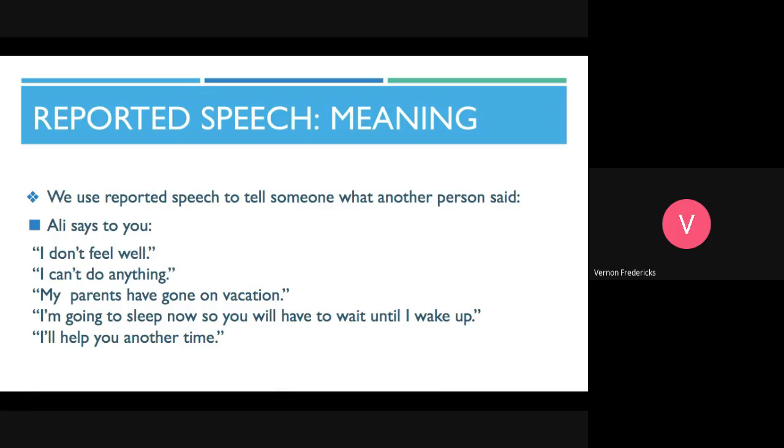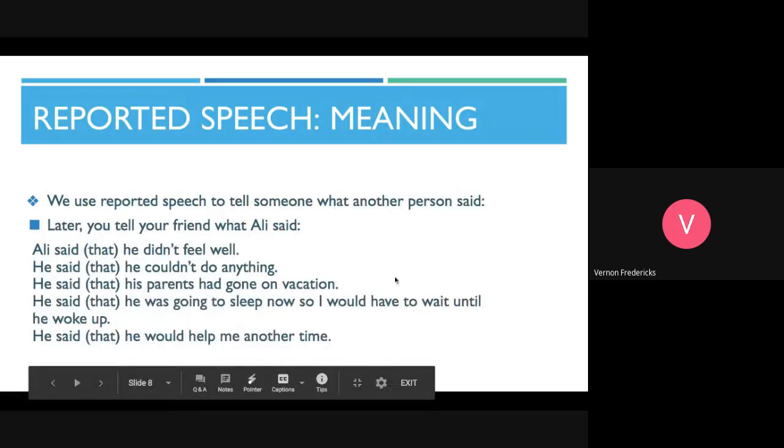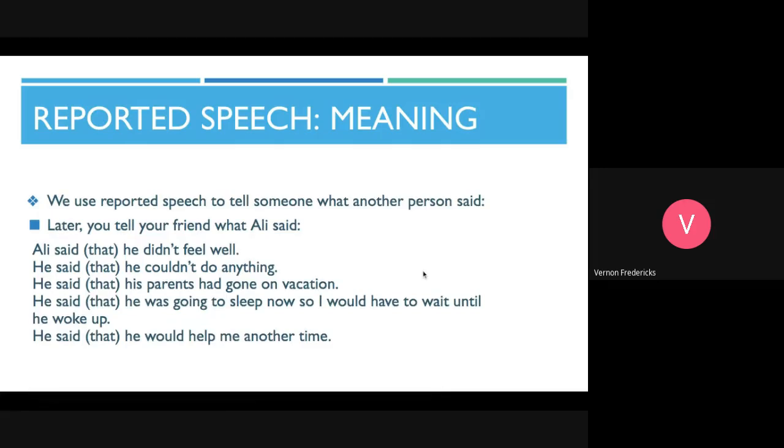So Ali says to you, I don't feel well. I can't do anything. My parents have gone on vacation. I'm going to sleep now, so you will have to wait until I wake up. I'll help you another time. So we have to change this into indirect speech. We use reported speech to tell someone what another person said.